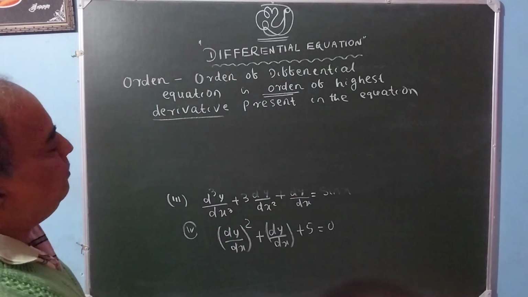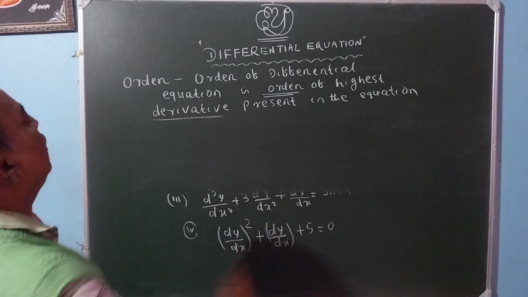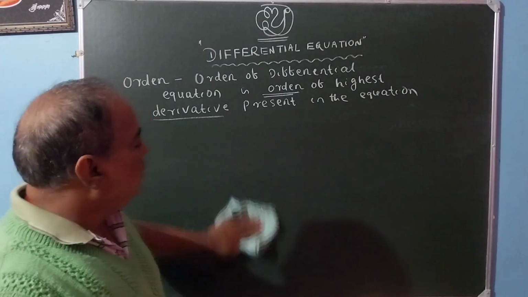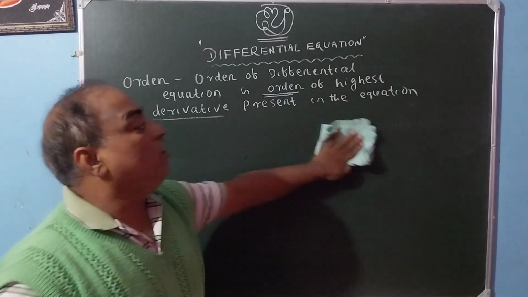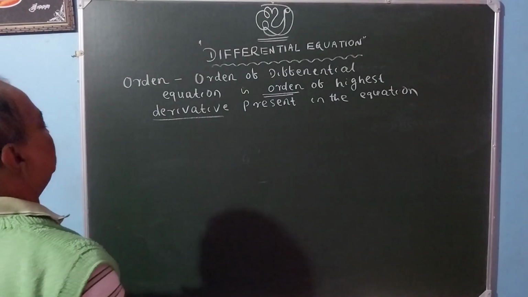In a differential equation, the maximum derivative order is called the order of the differential equation. Okay, order of differential equation is the order of highest derivative present in the equation.